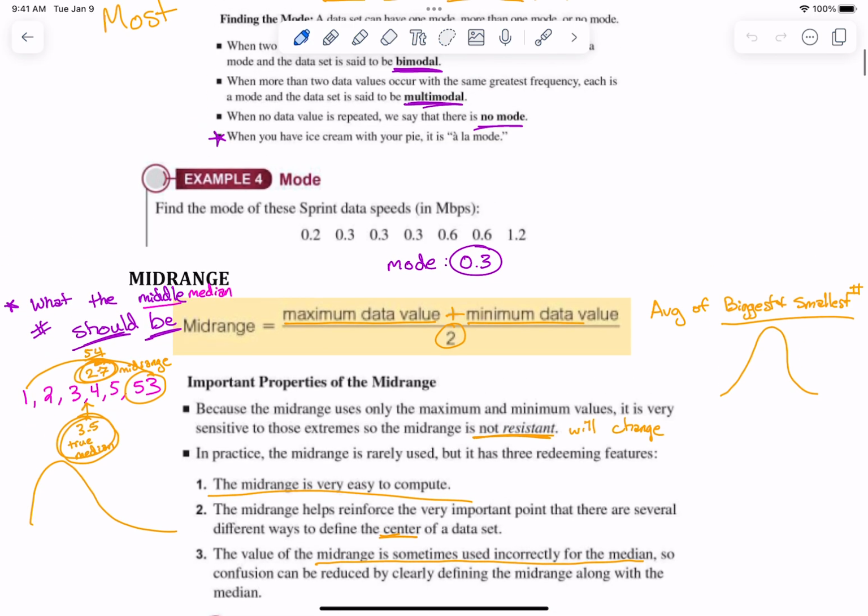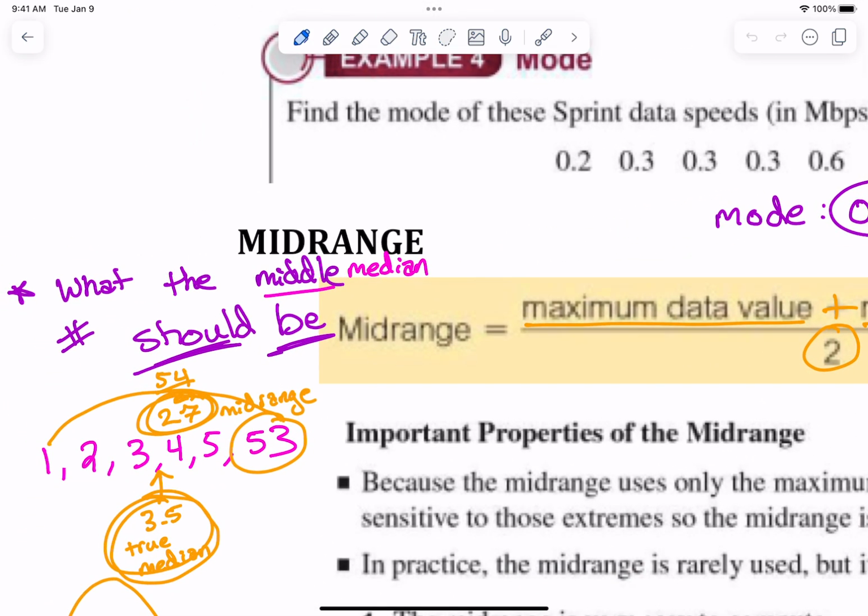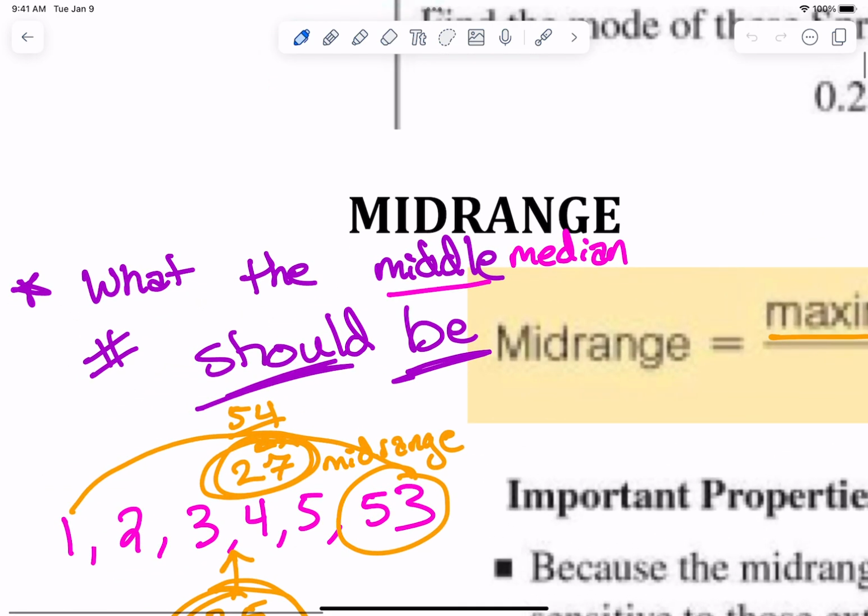I'm going to go through just a little bit about mid-range again, just because that one's the only one that we haven't probably done before. And I said the mid-range is what the median number should be, not what it is. Like when you're looking at your data sets, the median is the middle number, right? But that doesn't necessarily mean that it's in the middle of your data set. So I said these numbers.